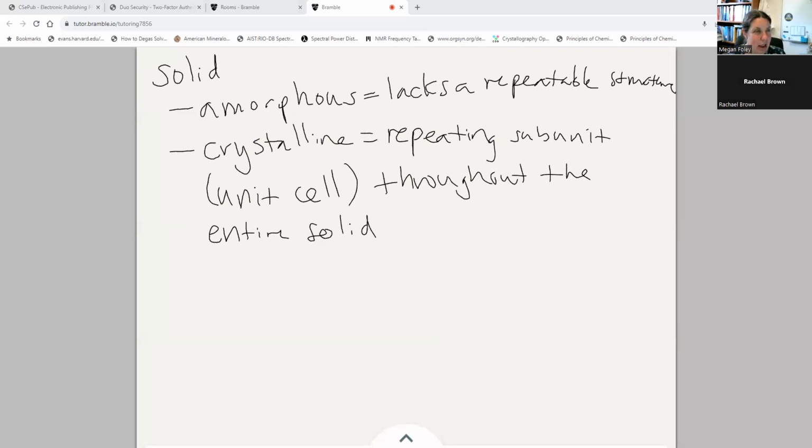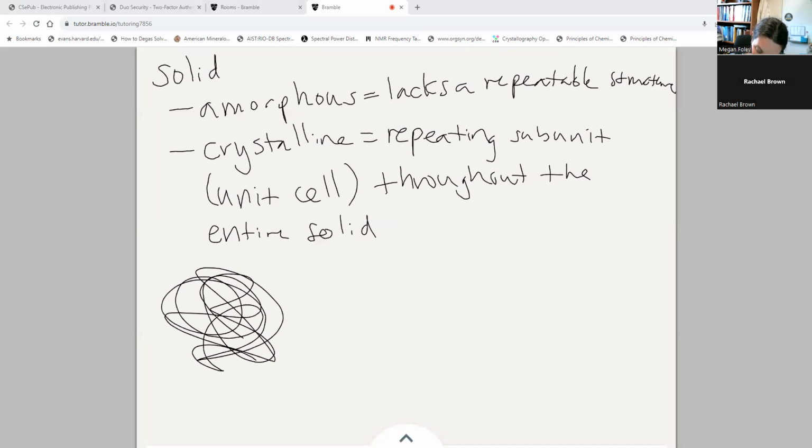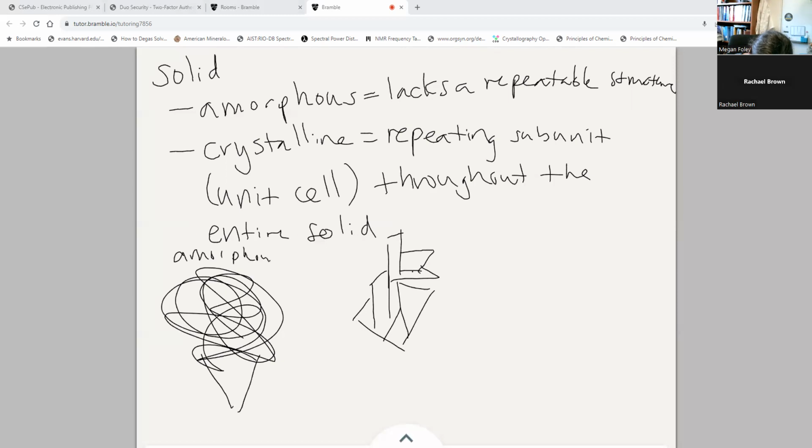So you can see visually the difference between those two structures by the fact that your cotton candy looks like this, and then your crystalline solid has like your rock salt or whatever it is, has those kind of crystals within. I'm not doing a very good job of drawing crystals, but let's pretend that those are crystals. And that would be our crystalline solid. So amorphous versus crystal.